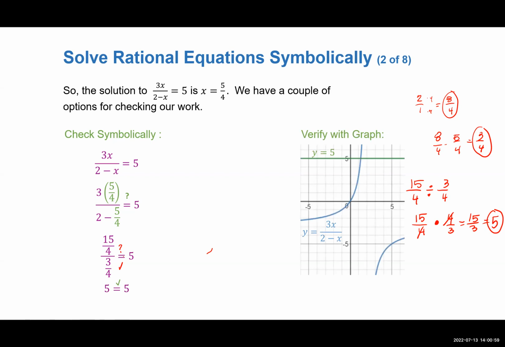If we graph this equation, we're going to graph the left side first and then the right side. And you want to find out where they are equivalent. They touch right here. And that's 1.25 or 5/4. So that is our x value.